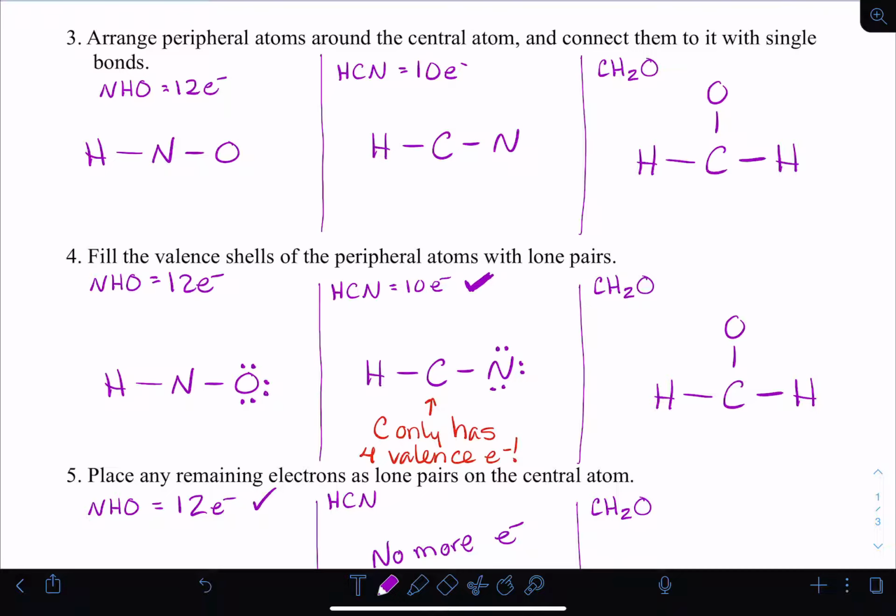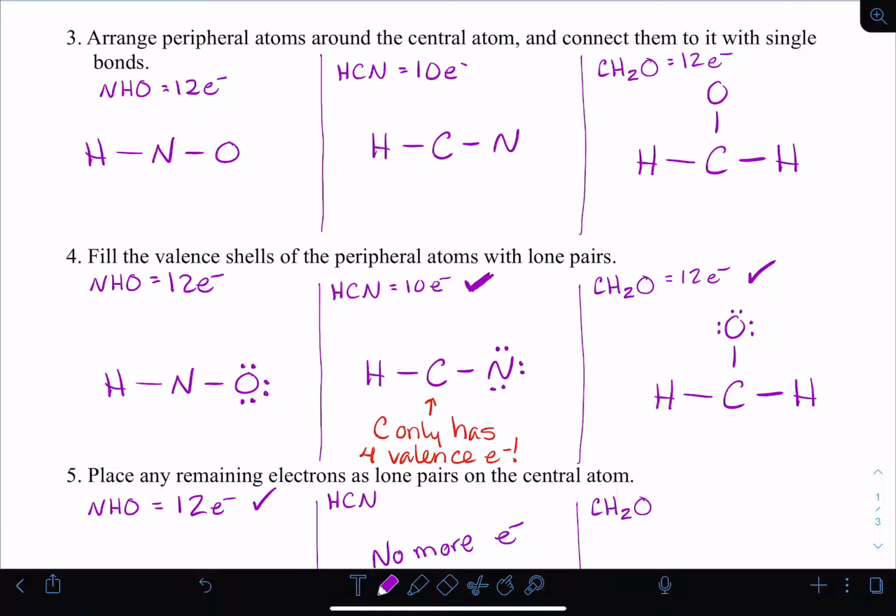So as we fill up our peripheral atoms, hydrogen once again is fine as is, but we need to add 3 lone pairs to oxygen to fill up its valence shell with the 8 valence electrons that it wants. So we've now placed all 12 of our electrons. So 12 electrons was our target number. We've got that.